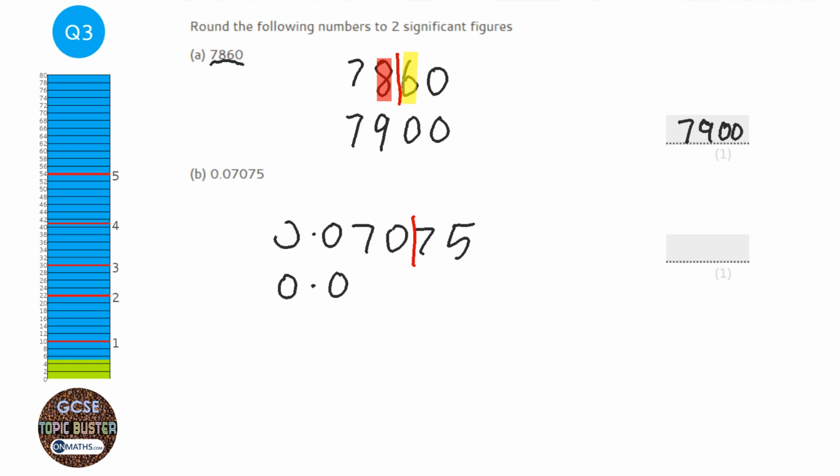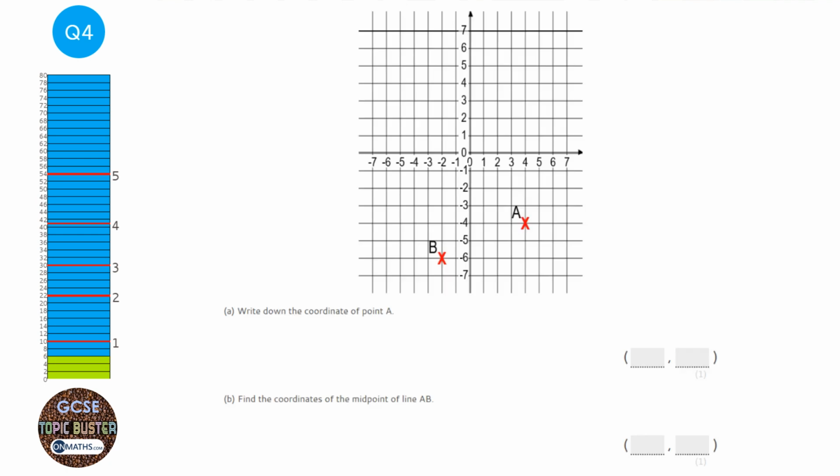Now this decider number here is going to push that 0 up to a 1, because 7 is 5 or more. So it's going to be 7, 1. Now, unlike the last one, we don't need to put the zeros in there because they're not placeholders. The 0.071 is the same as 0.07100. So we can just write down the answer, 0.071. Okay, if you'd like to pause the video now and have a go, otherwise let's get started.